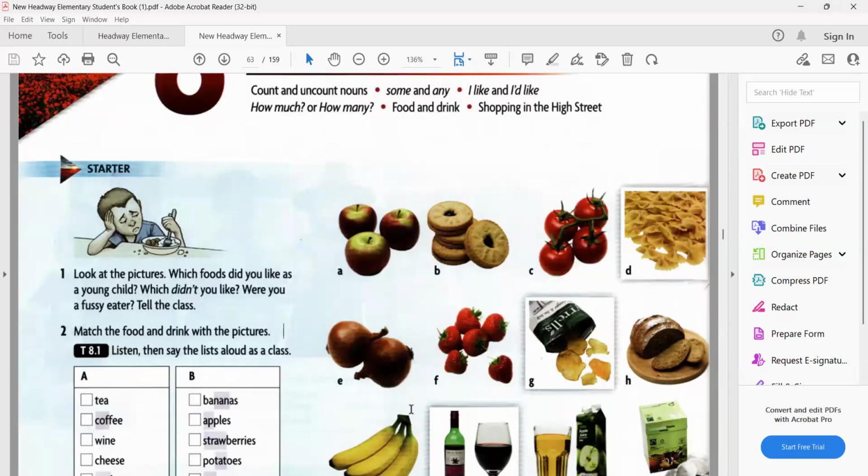So I hope the differentiating between countable and uncountable nouns is clear for you. It's easy. Anything you can count, we use a and an for it. We use a when the word starts with a consonant, and we use an when the word starts with a vowel. For uncountable nouns, I use any. The word any. There isn't any milk.